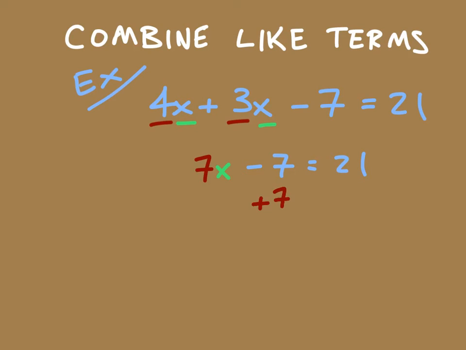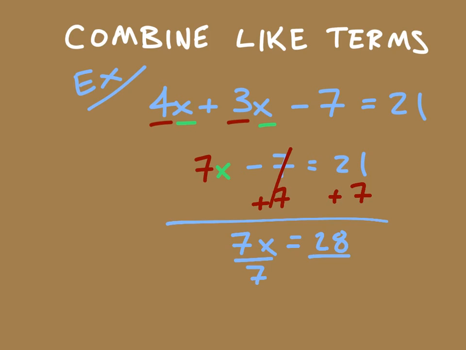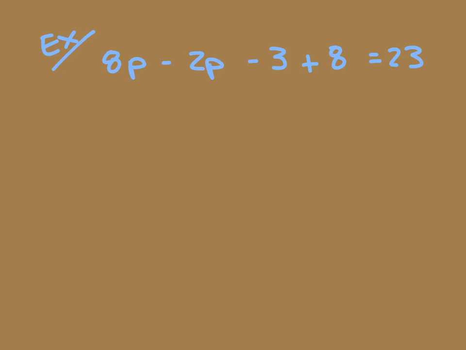So what I want to do here is then do my opposite operations. I'm going to add 7 to both sides. 7's going to cancel out, add to 0, and we're left with 7x is equal to 28. Now, the opposite of multiply by 7 is to divide by 7 on both sides. So you get that x is equal to 4, okay? And that's how we would solve those kinds of equations. Let's look at one more example. All right, so these questions just get a little bit harder.